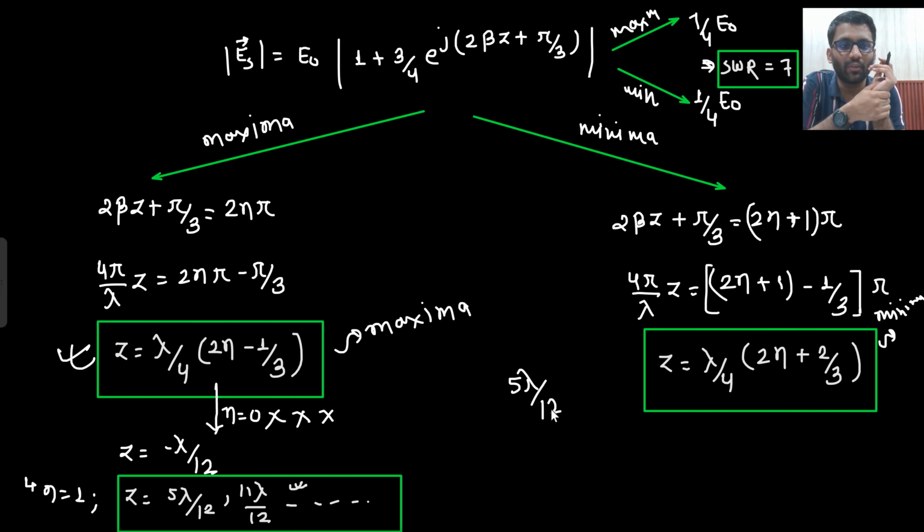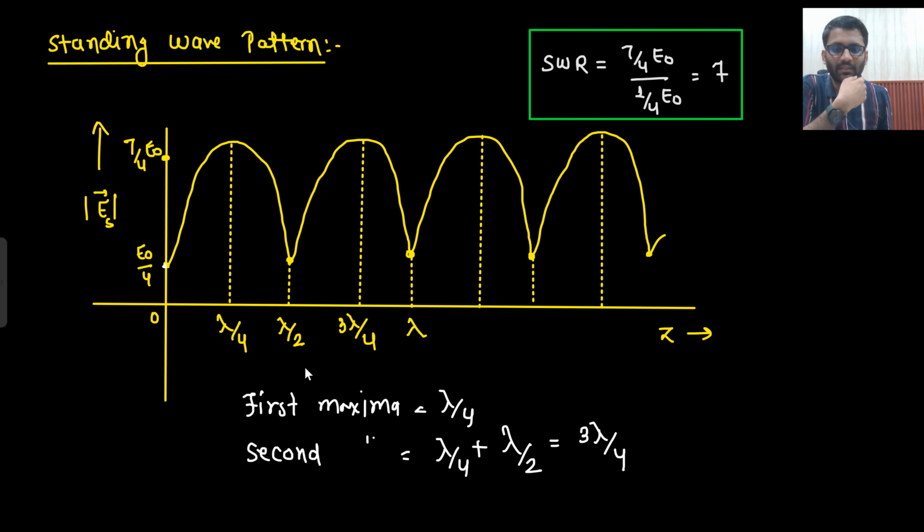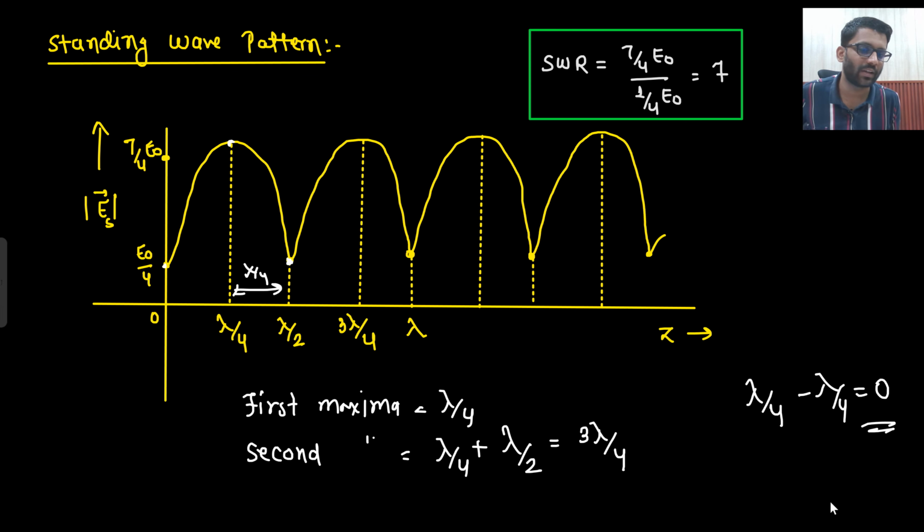Can I calculate the location of minima? Yes. Let's go here. I have the location of maxima is lambda by 4. Now I need to calculate the location of minima. How can I calculate? What did I tell you? Between one maxima and one minima, the distance is lambda by 4. So simply subtract lambda by 4 from here. What you are getting? 0.